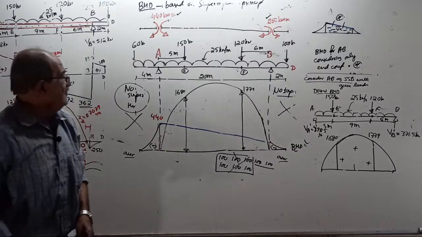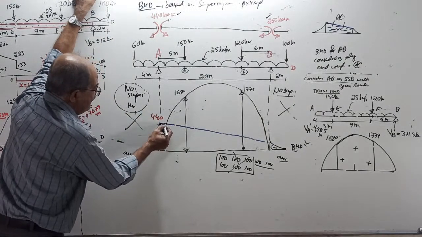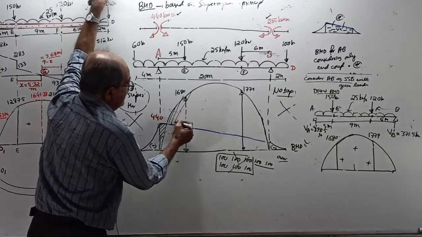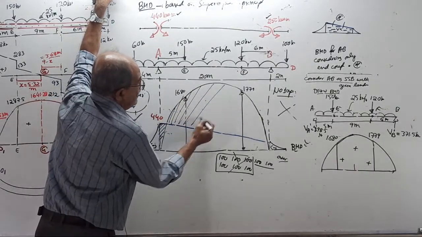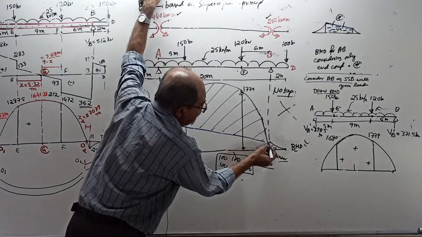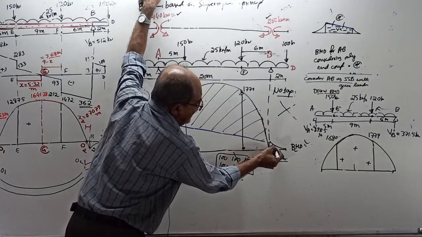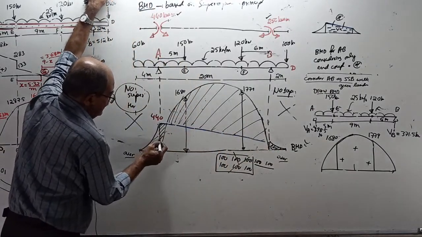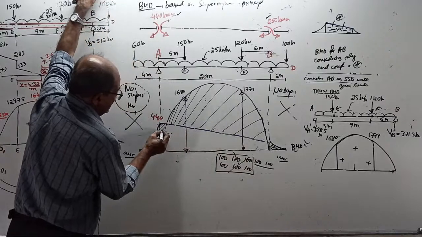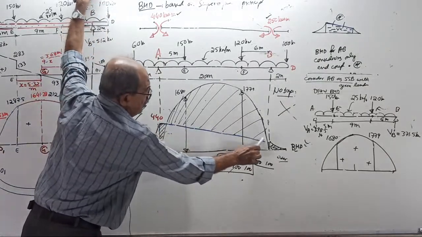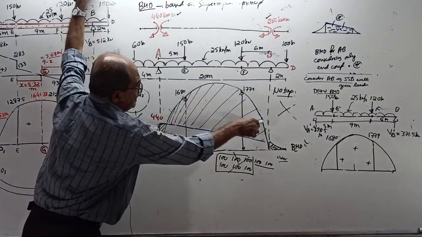Clear or not? Therefore, see, this will remain. This will remain. This will remain. This also will remain. So, tell me. This is already negative. This also is there. Tell the answer. Sign for this one. This is negative. This is positive.